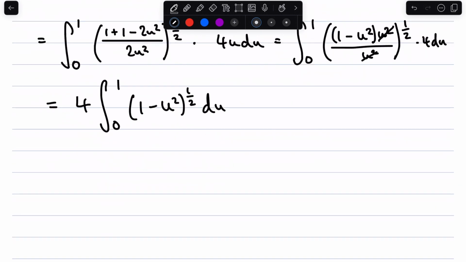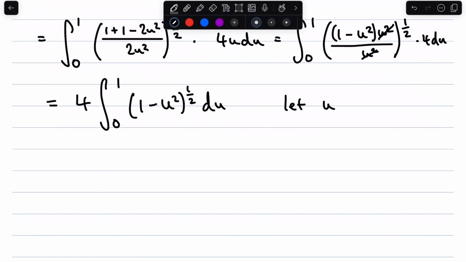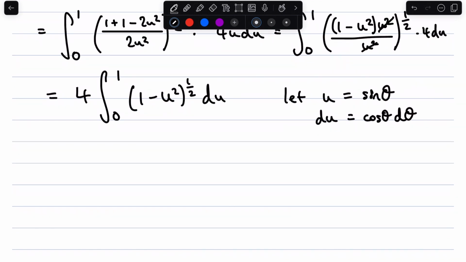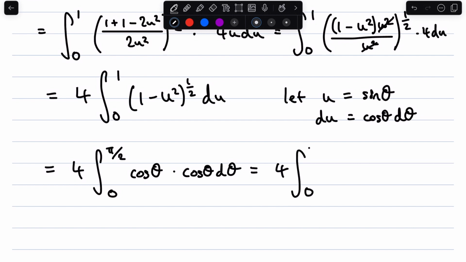From here, we might want to say let u equal sine theta. Therefore du equals cos theta d theta. And if we substitute that in, we'll have that 4, and now the limits: when u is 0, we'll have that theta must also be 0 for sine theta to equal 0. Then when u is 1, we'll have that theta is pi over 2. And now the integrand is going to be 1 minus sine squared, square rooted, so that's the same as cos squared square rooted, so we'll just have cos theta times our cos theta d theta, which is just 4 times the integral from 0 to pi over 2 of cos squared theta d theta.